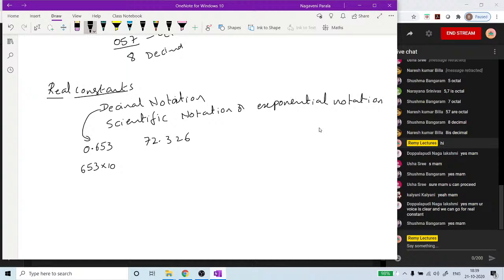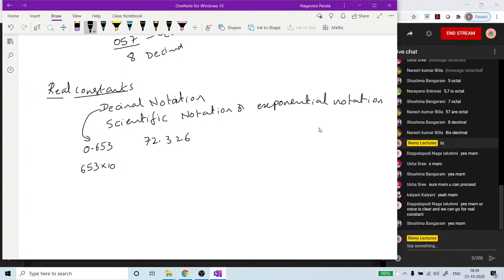I'll give you some numbers. See here, suppose I have 1.2. I want to represent this. This is decimal notation, since the point is there. If I want to write this in scientific notation or exponential notation, how can I write? I can write 12 e power minus 1, because 1.2 can also be expressed as 12 into 10 power minus 1. Similarly, instead of writing 10 power minus 1, we write E minus 1. So this is the scientific notation.